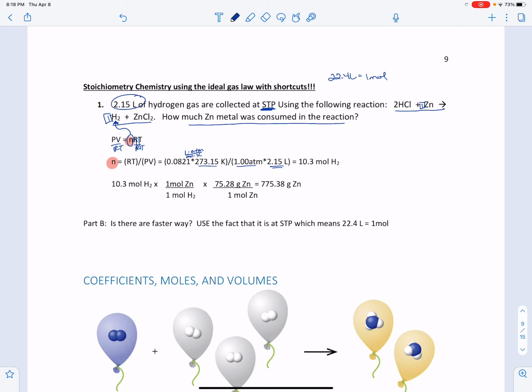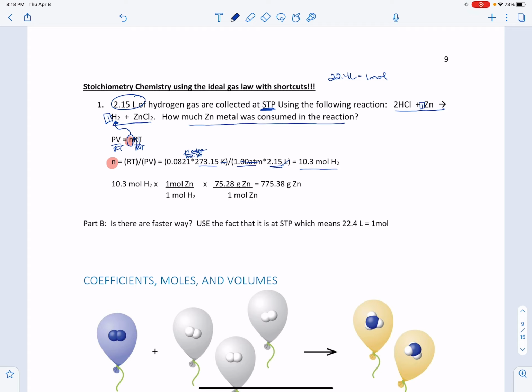Notice there's no other numbers in the problem, and we can do so much math with no numbers, it feels like. So we get this number right here when we solve all of this in the calculator. And if you're not sure, everything cancels. Again, liters cancels, Kelvin cancels, and atm cancels.